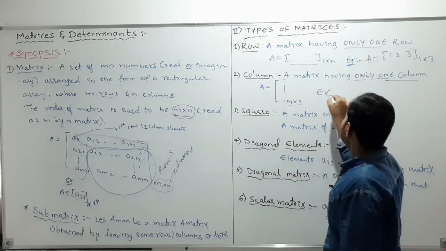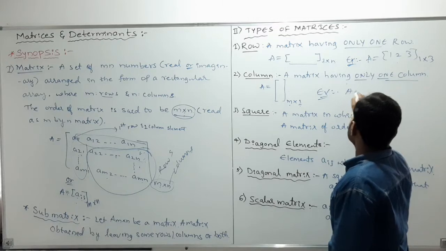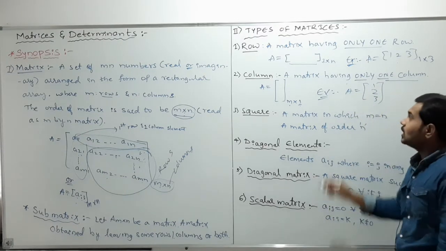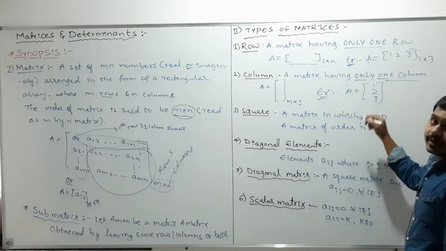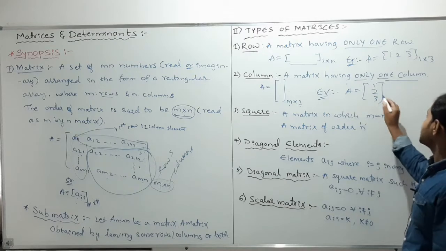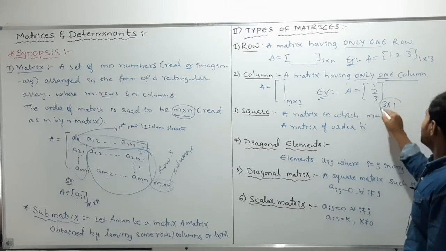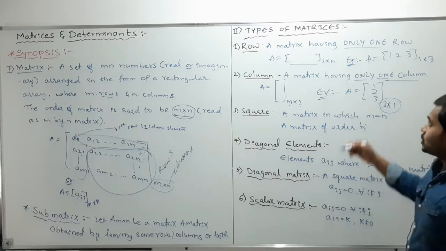So in particular, again, if you want an example, you can write it here as 1, 2, 3. So this is an example of a column matrix, because only one column is there. What is the order of this matrix, my dear students? The order of this matrix is 3 by 1. 3 rows are there, 1 column is there. So therefore this is the order of this matrix. Clear? And next, square matrix.